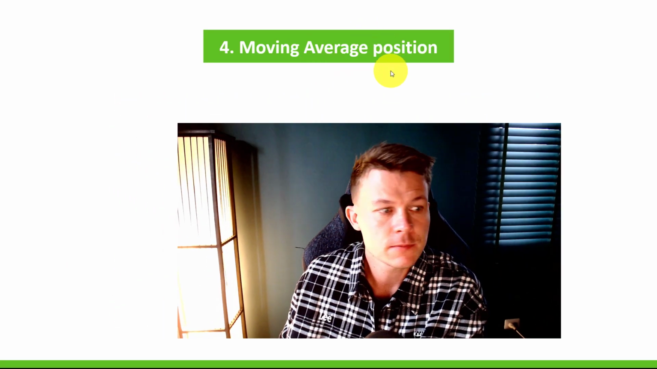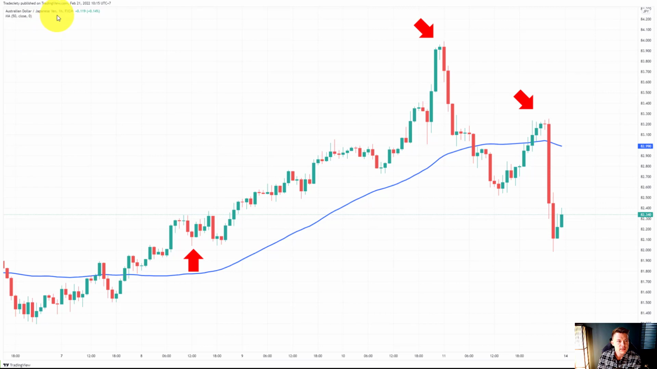Tip number 4, look at the moving average position. So what we have here is the 1 hour time frame, and we are using the 50 SMA. And generally what you want to see is, first of all, is the market above or below a certain moving average, because that gives you generally a sense of direction.